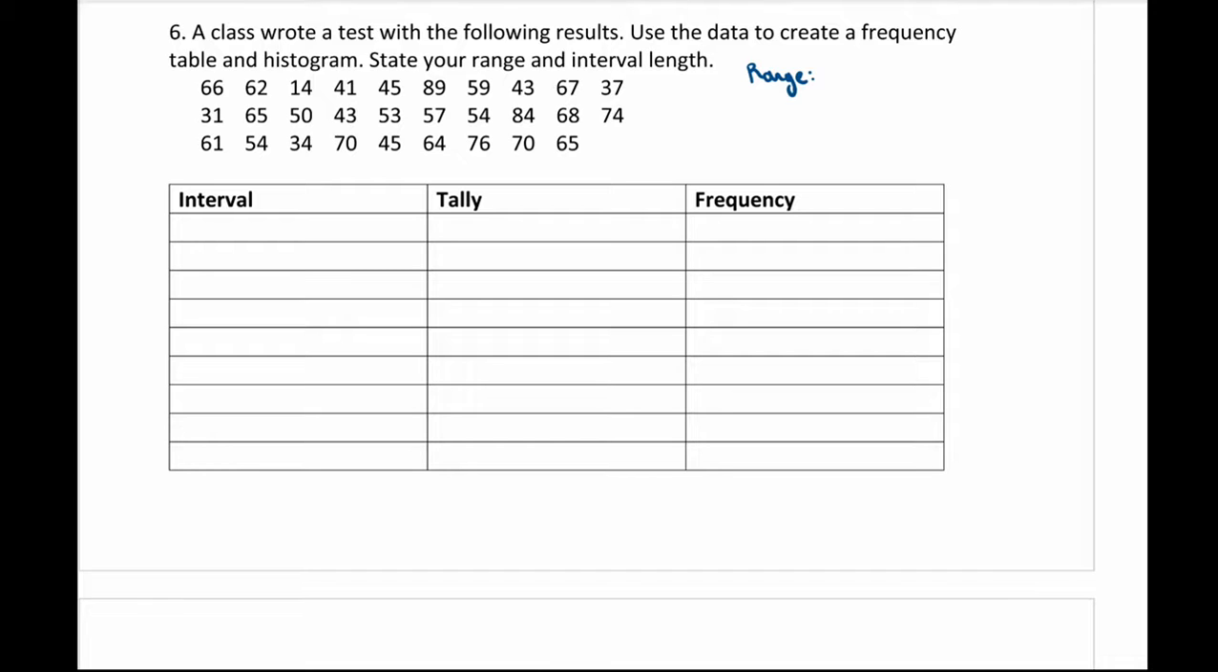To figure out our range, we want to find our highest and our lowest data point. So in this case, we see 14, and our highest, if we scan through, we see 89. We continue to go through, is there anything higher? There is not. So our range, we are going to do 89 minus 14.